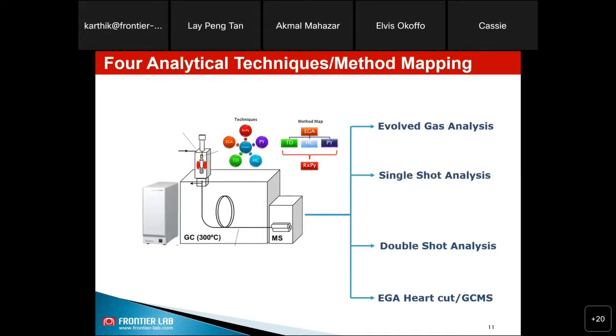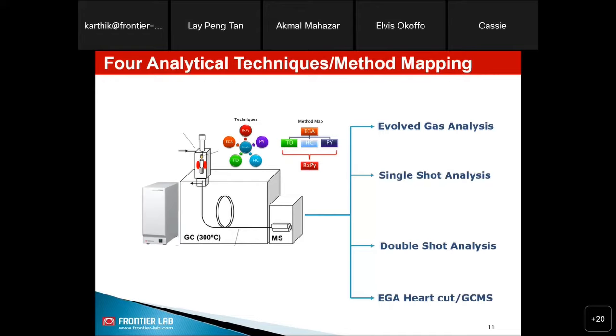Okay, the evolved gas analysis is something similar to thermogravimetric analysis. In thermogravimetric analysis, you basically constantly look at the weight loss by measuring the remaining sample in the furnace. Whereas in evolved gas analysis, you are not measuring the mass of the sample, but you are continuously analyzing the compounds that are evolved while heating the sample. So that's why it's called evolved gas analysis.